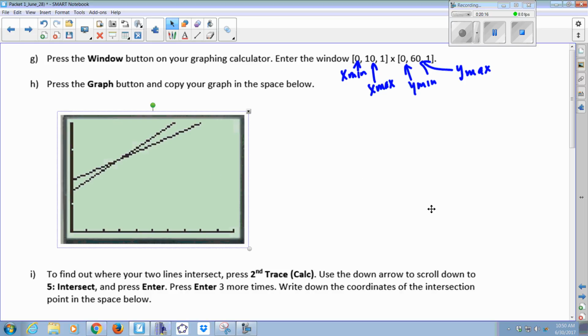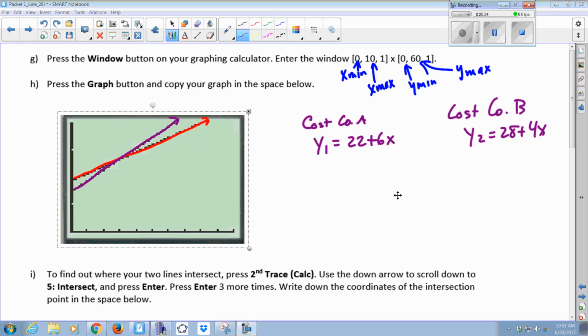Okay, so we've done that. Can you figure out which of these two equations represents the cost for company A and which represents the cost for company B? I'll give you a minute to look over each of these lines and see if you can figure that out. Okay, so I used a little bit of color here to help us distinguish these two lines.